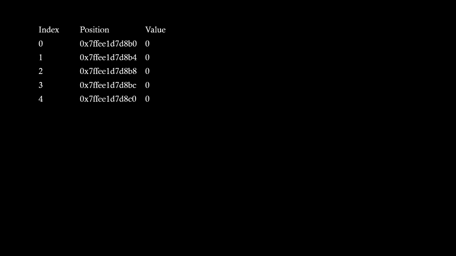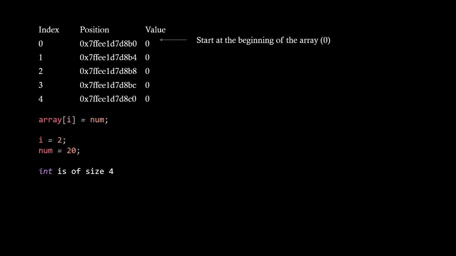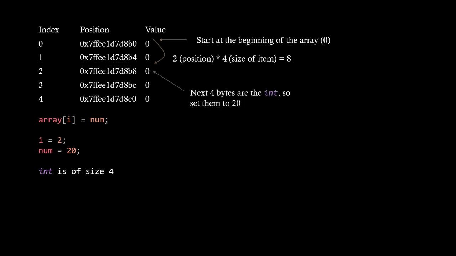So here we have another index position, and let's say we wanted to take array position at position I and set it to num. And in this scenario, let's say I is 2 and num is 20. So remember that int is the size of 4, so we can start at the beginning of the array, which is, let's just call it 0. We can jump ahead 8 bytes because we need position 2 and int is the size of 4, so we jump ahead by 8. And then the next 4 bytes are the int that we need, so we can set those 4 bytes to 20, which sets it like that.